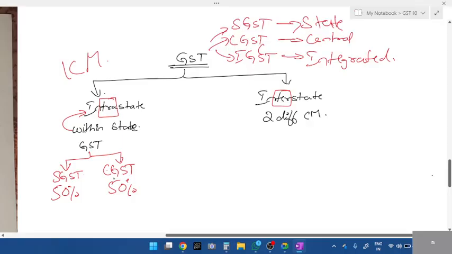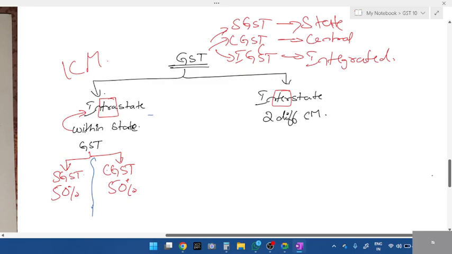This is the concept. Look here. GST meaning goods and service tax. SGST is state, CGST is central. Whenever you see the word intrastate, it is within the state, so it will be equally split. For example, the central is the Indian government. So Karnataka and central India.